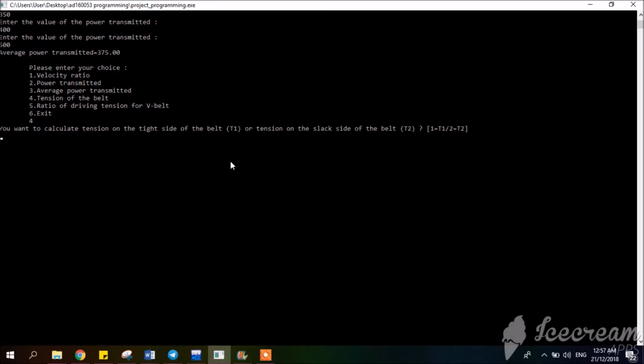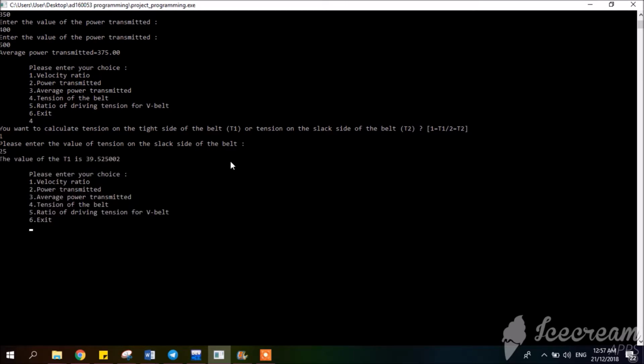So the user needs to enter number 1. Here the user needs to enter the value of the tension on the slack side of the belt. We need this value to calculate the tension on the tight side of the belt. I put 25, and then we get the value of T1, the tension on the tight side of the belt, which is 39.525002.